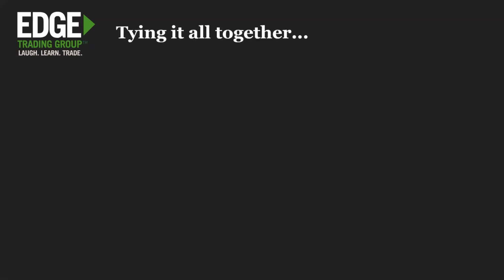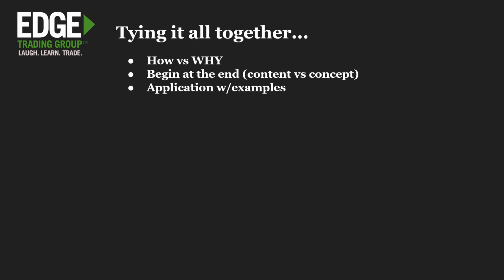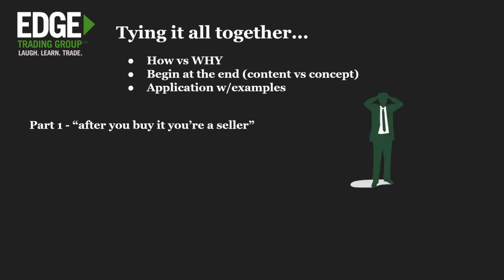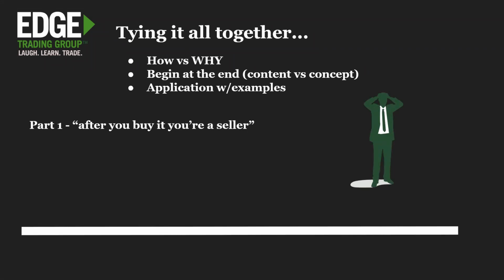Today, what we're going to do is tie it all together. Part 1, we talked how versus why. Part 2, yesterday, begin at the end, which is content versus concept. Today, the application with some examples from today's trade. In part 1, it was the whole concept, after you buy it, you're a seller. That's what moves price, not all the data that you get frustrated with. And then on Wednesday, yesterday, start with the goal in mind.